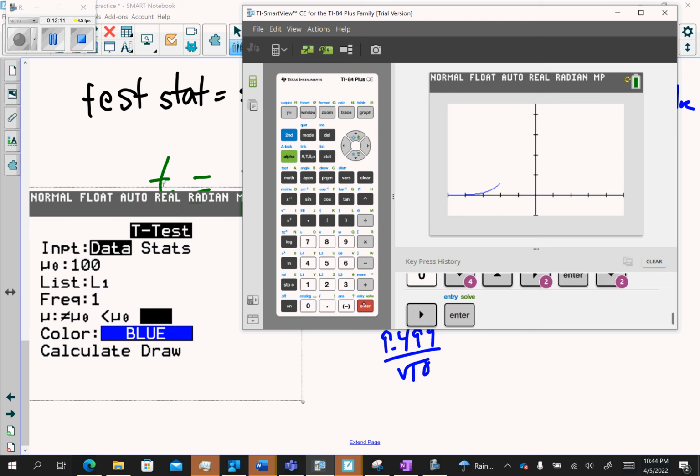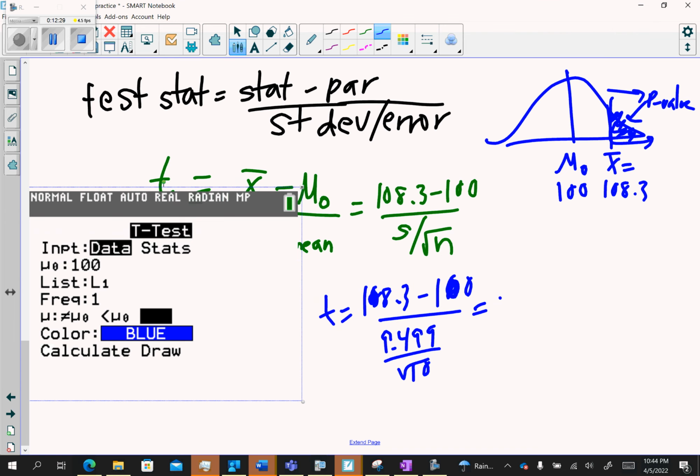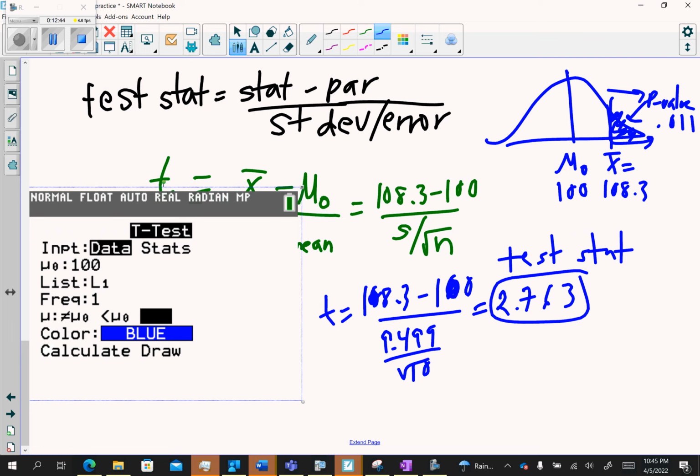All right, so it's going to draw the bell curve. It's a t-score, remember, not a z-score. So it's not exactly a normally distributed curve because it's going to be wider and fatter and more variable. And then you see the t-score is 2.763 and the p-value is 0.011. So 2.763, that's the test statistic. And the p-value that we got was 0.011.